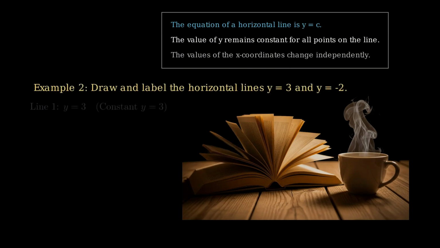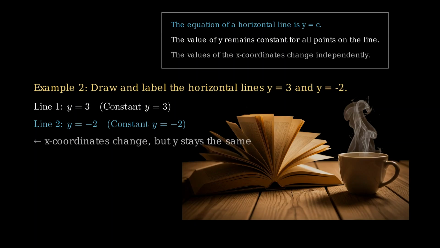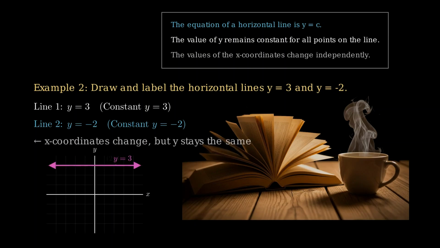Let's look at example 2. Draw and label the horizontal lines y equals 3 and y equals -2. For the line y equals 3, we find +3 on the y-axis and draw a straight line left and right. For the line y equals -2, we find -2 on the y-axis and draw another horizontal line. Notice that while the x-coordinates are different for each point on these lines, the y value remains completely unchanged.